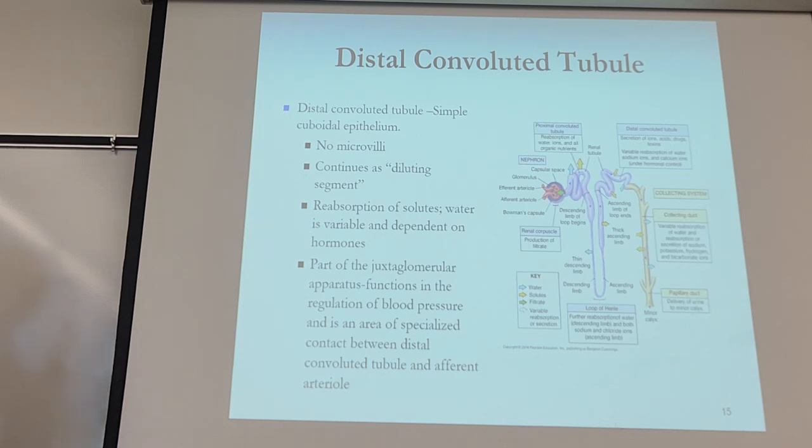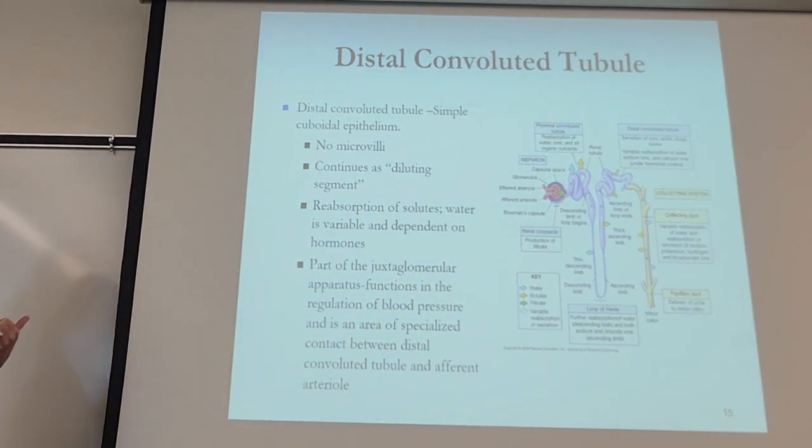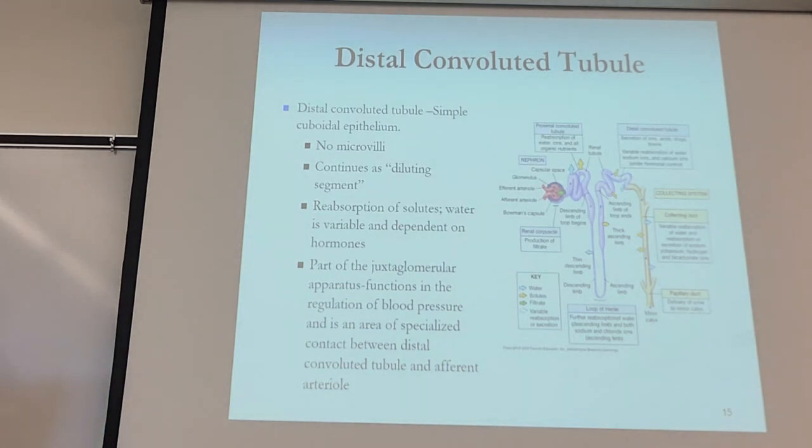So, we knew from before that ADH and aldosterone secreted from the posterior pituitary, okay, targeted the kidney. That was one of the targets. Well, now we know where. The target is the DCT. Okay. It also targets the collecting duct.